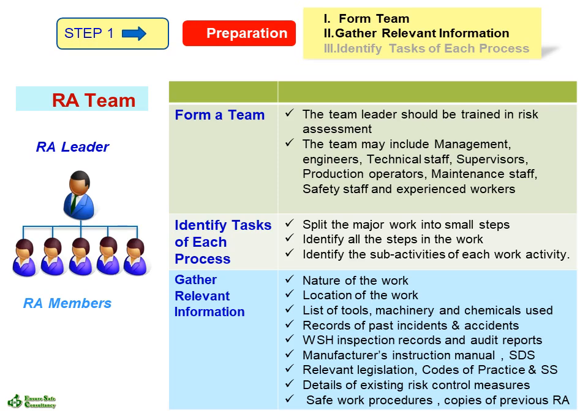Split the major work into small steps. Identify all the steps in the work. Identify the sub-activities of each work activity. Gather relevant information: nature of the work, location of the work, list of tools, machinery and chemicals used, records of past incidents and accidents, WSH inspection records and audit reports.